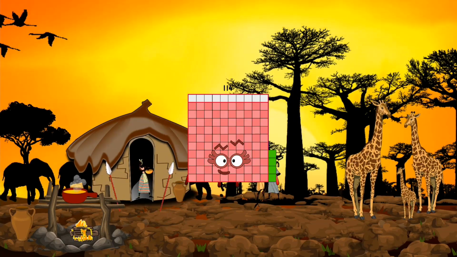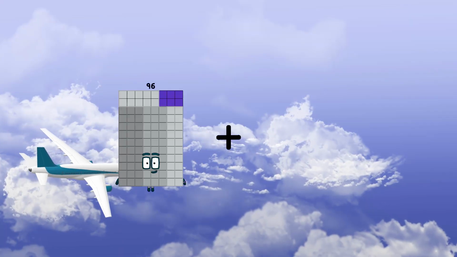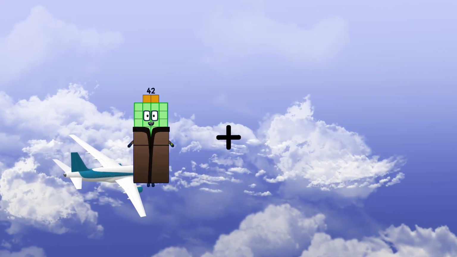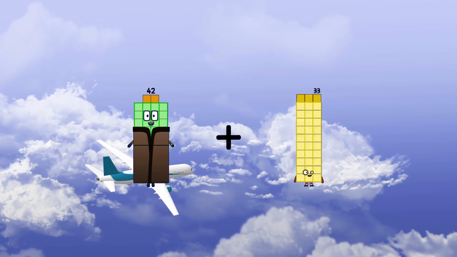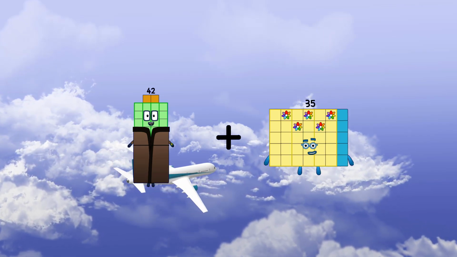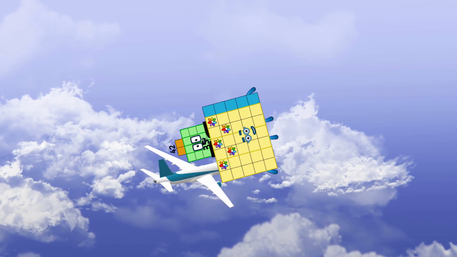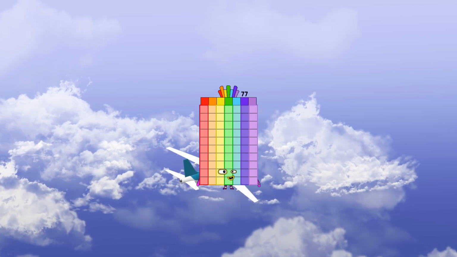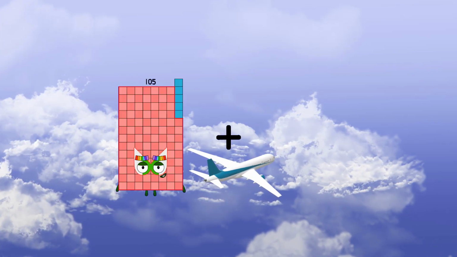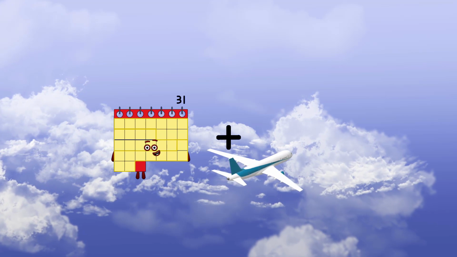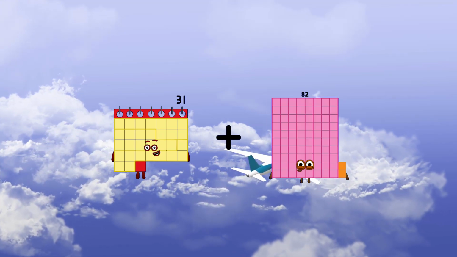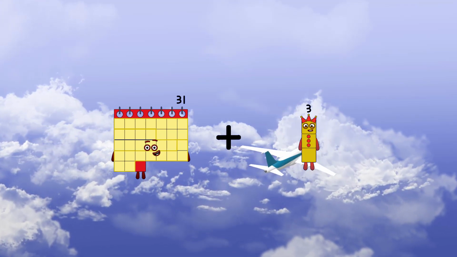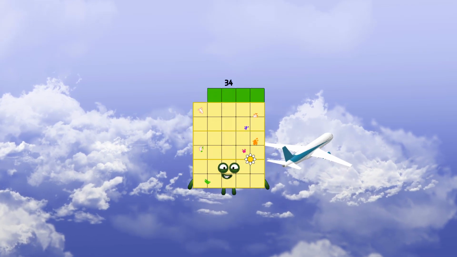14. 42 plus 35 equals 77. 31 plus 3 equals 34.